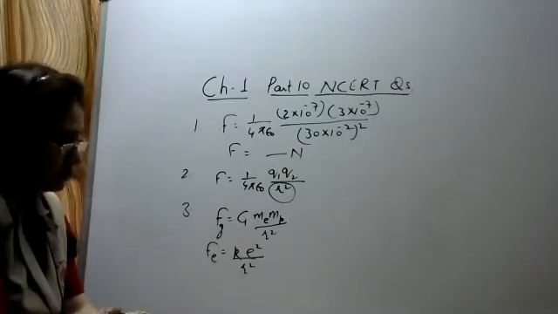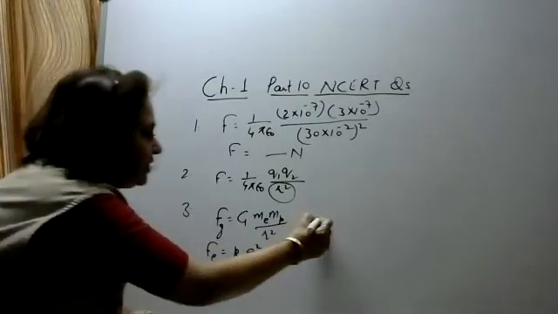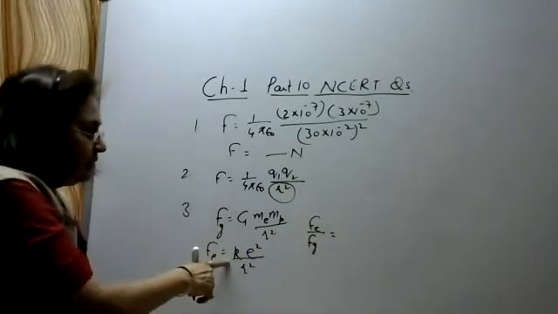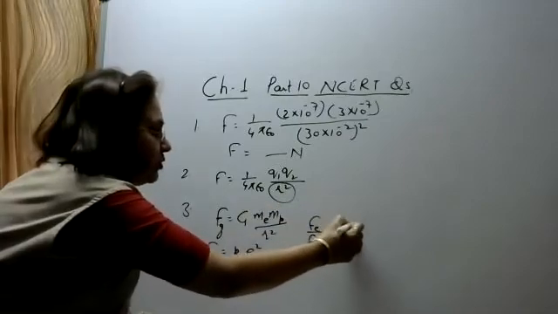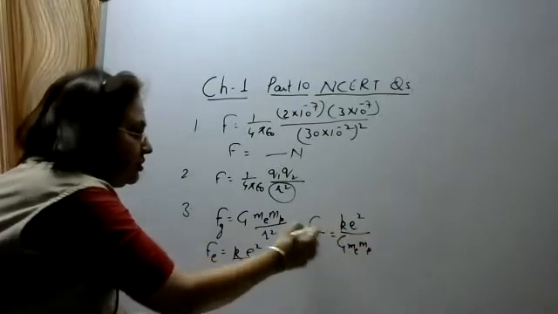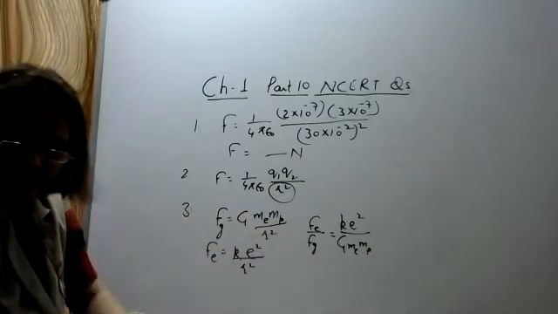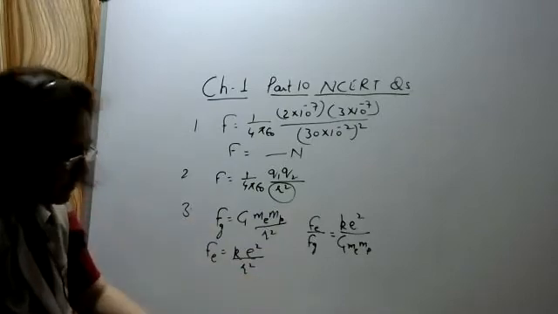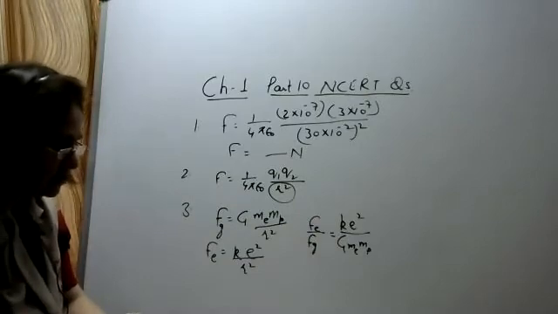So you can divide these two equations. When you divide Fe upon Fg, what do you get? K into E square, R square cancels out, K into E square upon G ME into MP. So this ratio is equal to the ratio of the electrostatic to the gravitational force. This is also in Newton, this is also in Newton, so it cancels out. So it is unitless, dimensionless. This ratio is unitless and dimensionless.